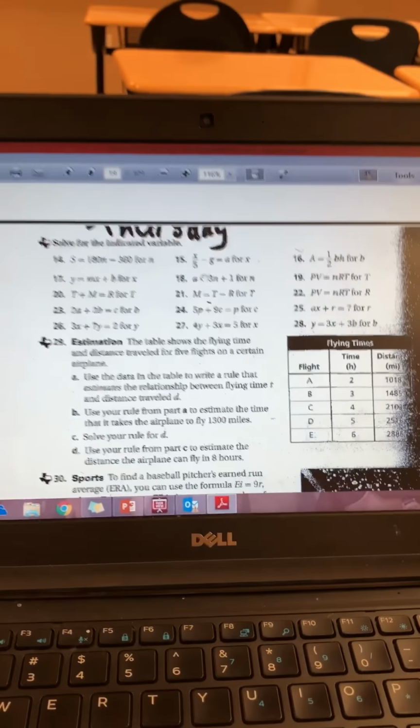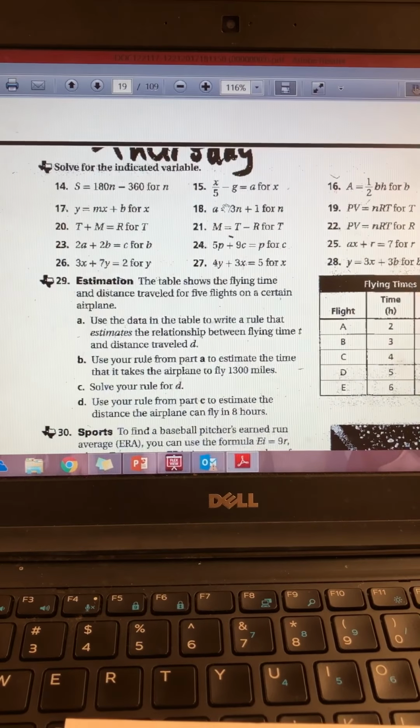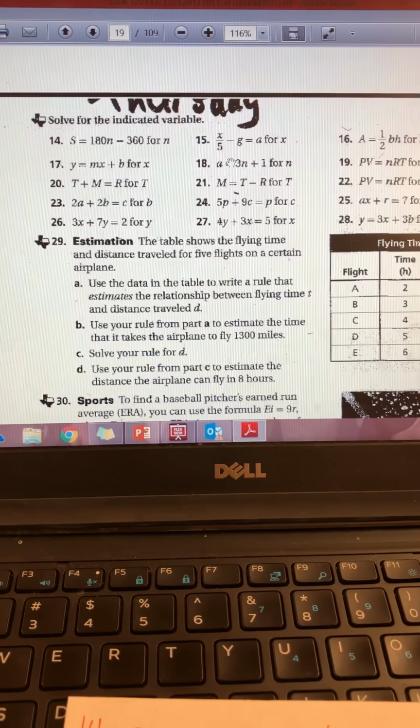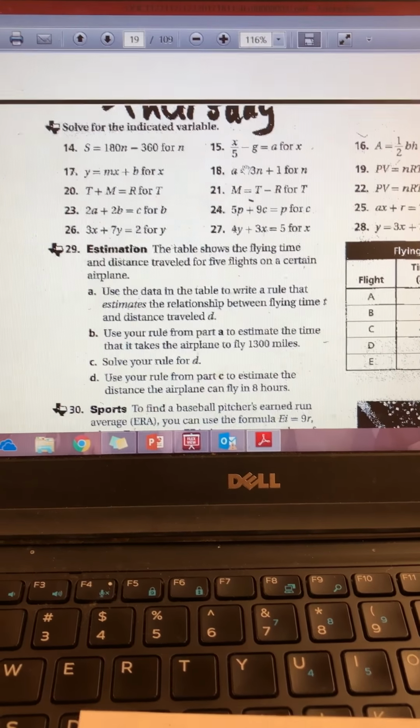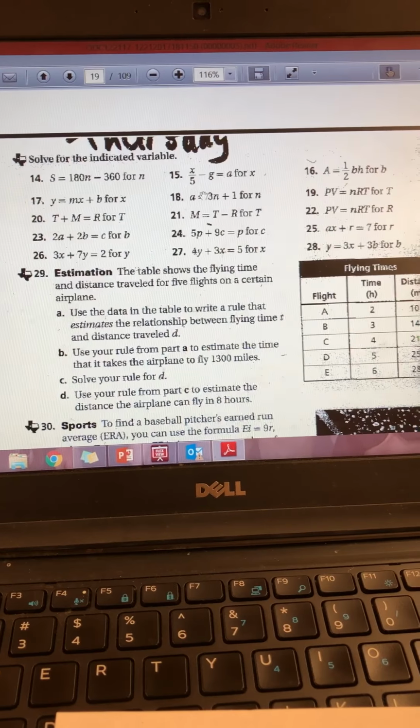Again, one last time. Number 1, figure out the variable you're solving for. Number 2, perform inverse operations. Number 3, make sure that variable is isolated and you have a new equation.